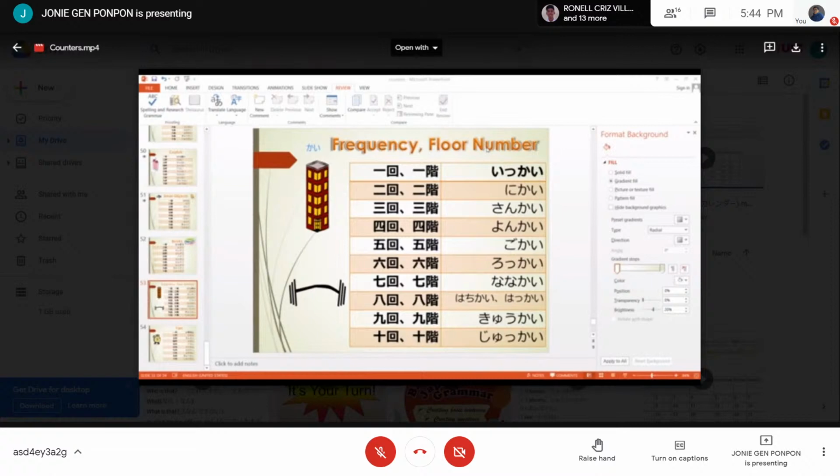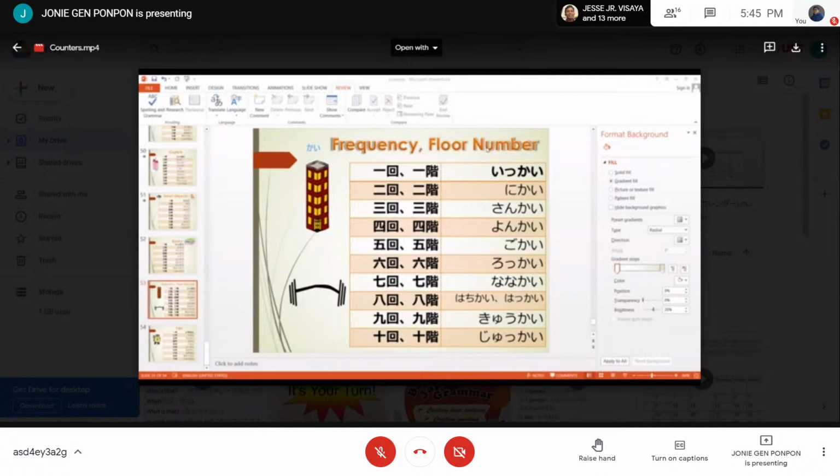And then if you say number 1, it's like first, second, third, fourth. This is usually used in exercise, especially when doing push-ups or lifting barbells, things like that. So that is frequency. You will count that as a frequency.